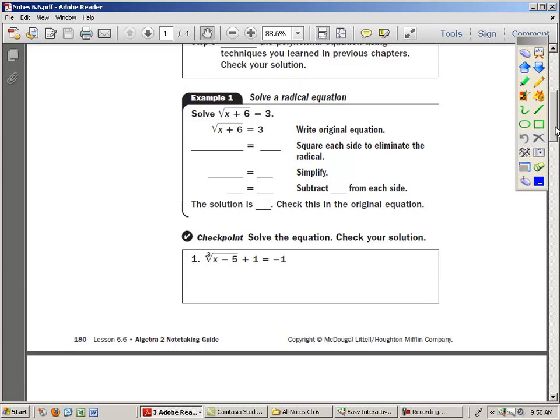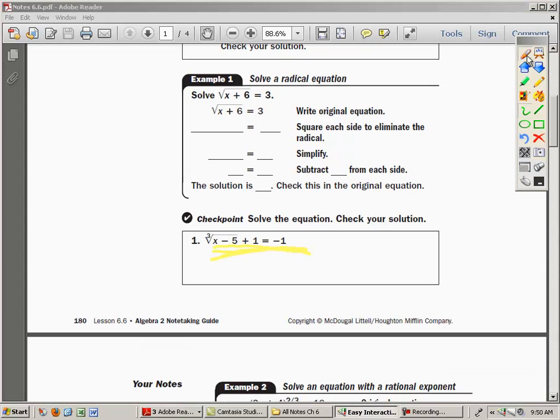So let's take a look at a couple problems here. Let's start off with something fairly simple. Let's start off with solving the square root of x plus 6 is equal to 3. So we write the original equation, and then essentially what we do is we square both sides of this thing. All right, now squaring undoes square root, so this is simply x plus 6, and 3 squared is equal to 9. All right, so it says square each side and eliminate the radical, which we kind of did already.